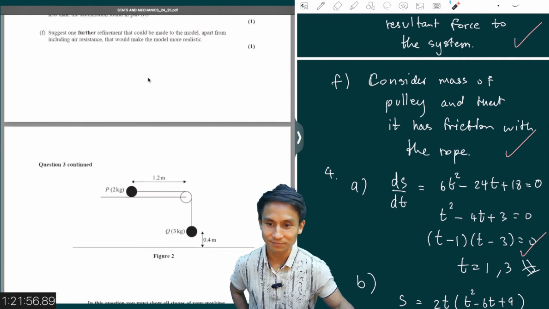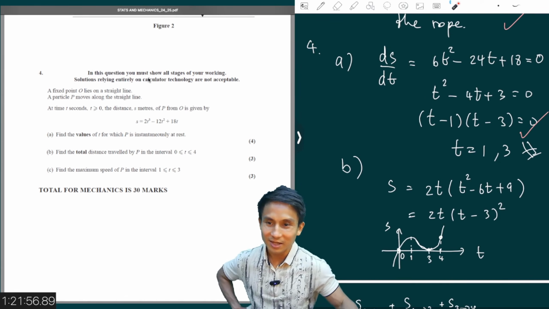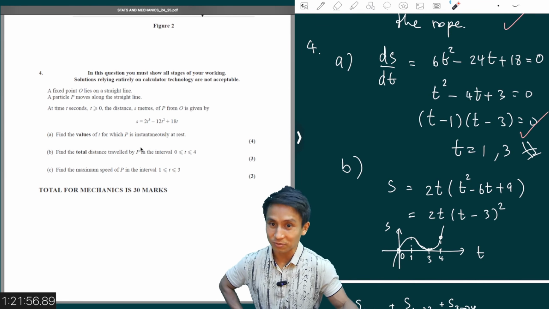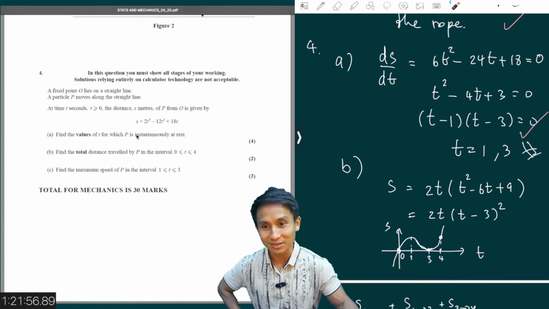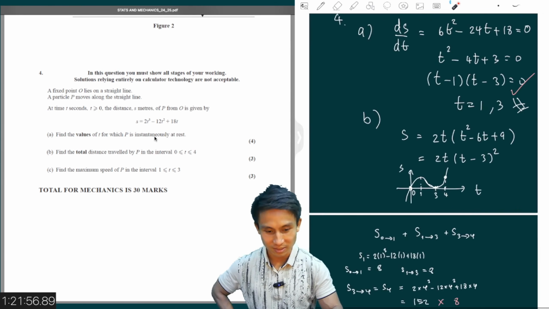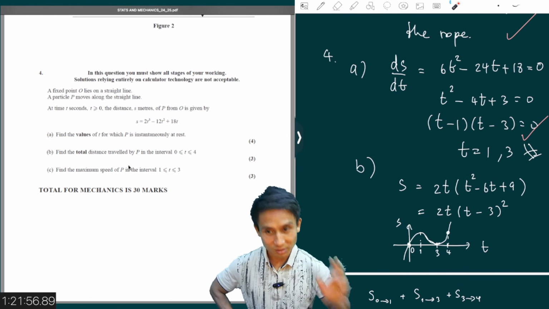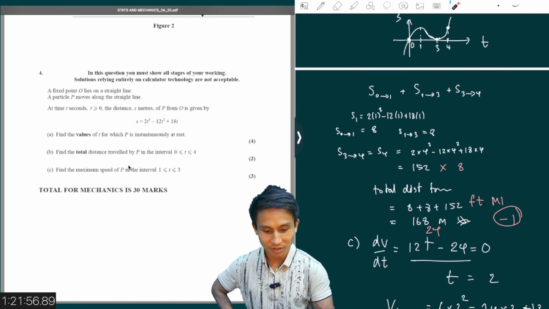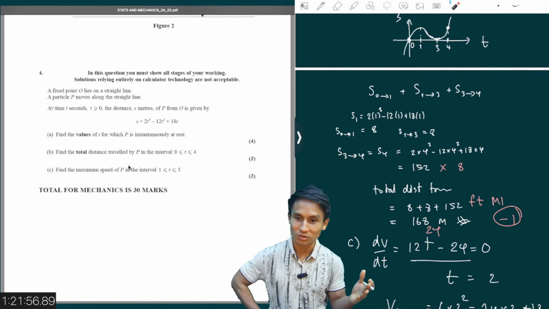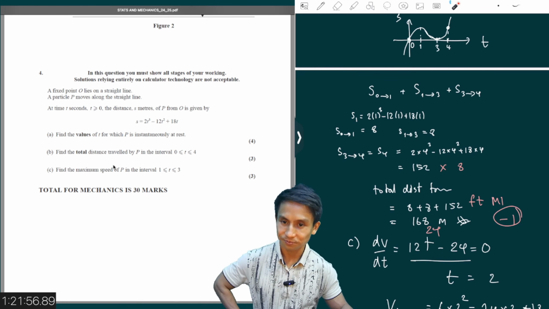Not that bad. And number 4, this one is okay for the first part. You just have to know that instantaneous rest is when v equals 0 or ds by dt equals 0. And I did that, I got this answer. Total distance traveled, this is the highlight, but I got the number wrong, but the method was totally fine, so gotta be really careful.